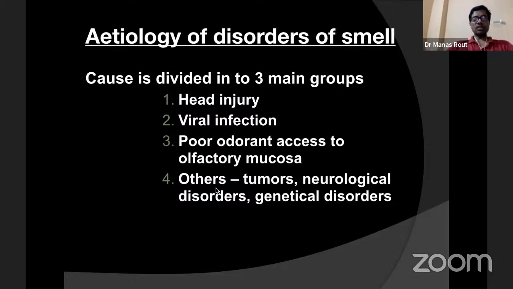And there are certain other conditions like tumors. It may be a benign tumor or a malignant tumor. Neurological disorders occur in the case of diabetes. In diabetes, there will be neuropathies, and these neuropathies may involve the olfactory fibers also, and the patient will have olfactory disorders like anosmia. Maybe some other neurological conditions also. And genetic disorders: some people have anosmia since birth, and it's a genetic problem.